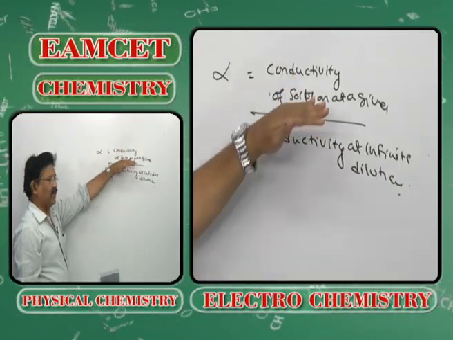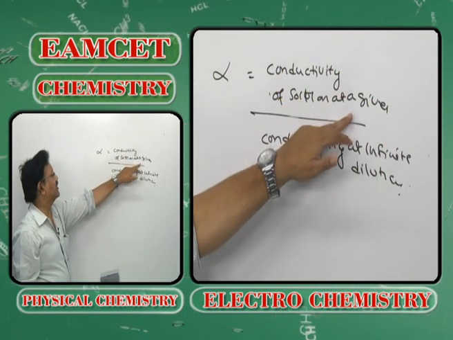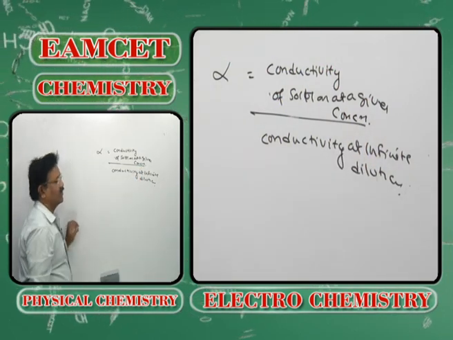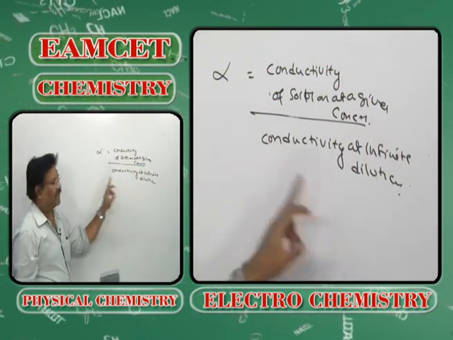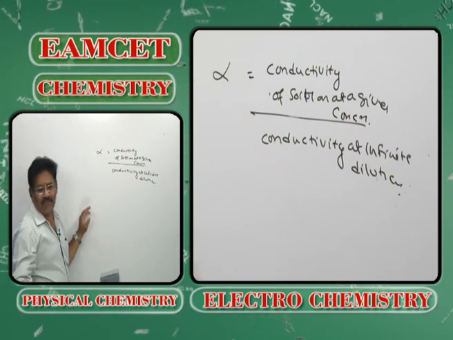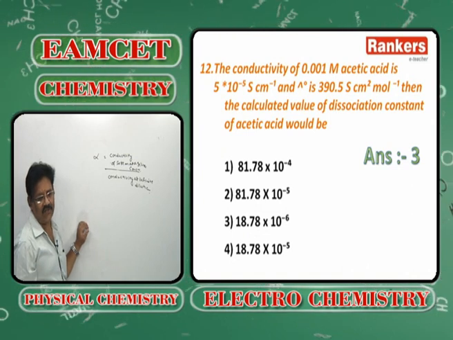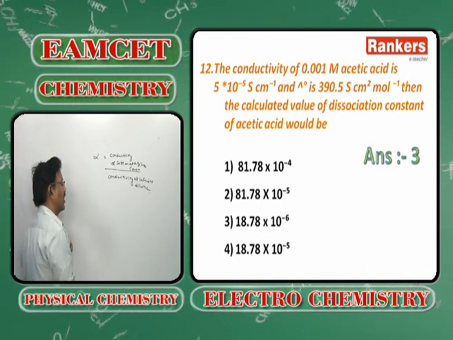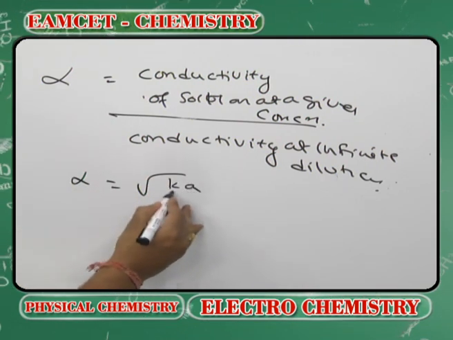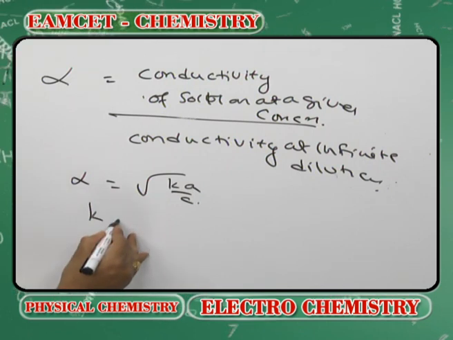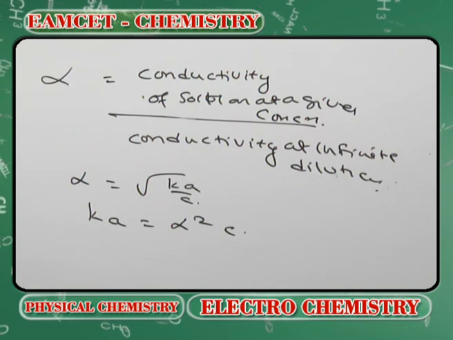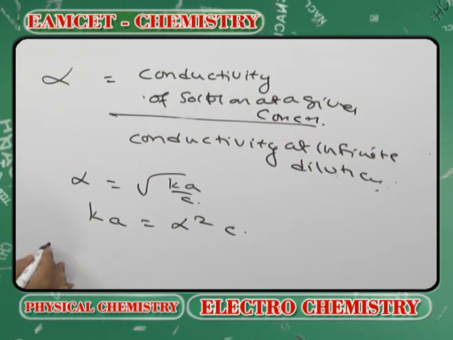Alpha is equal to conductivity of the solution at a given concentration by conductivity of the same solution at infinite dilution. This will give us the alpha value. Now what is the question? Dissociation constant of the acetic acid. Alpha is equal to root Ka by C. Ka is equal to alpha square C. Now let us try to calculate the alpha value.